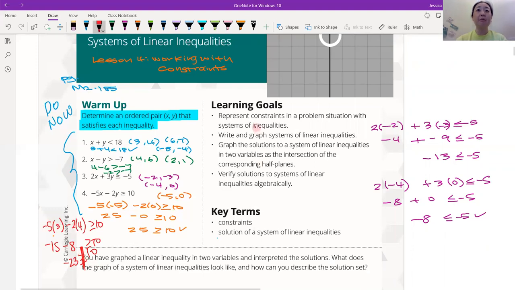All right, so we're going to be representing constraints in problem situations with systems of inequality. Write and graph systems of linear inequalities and graph them. Okay, this is what we're going to do.